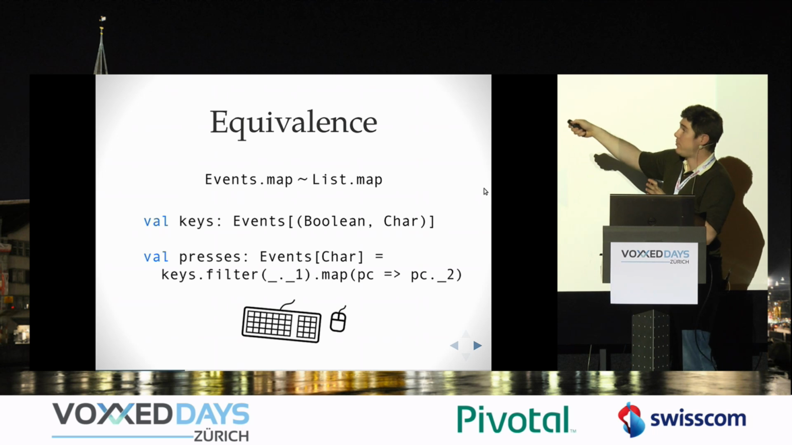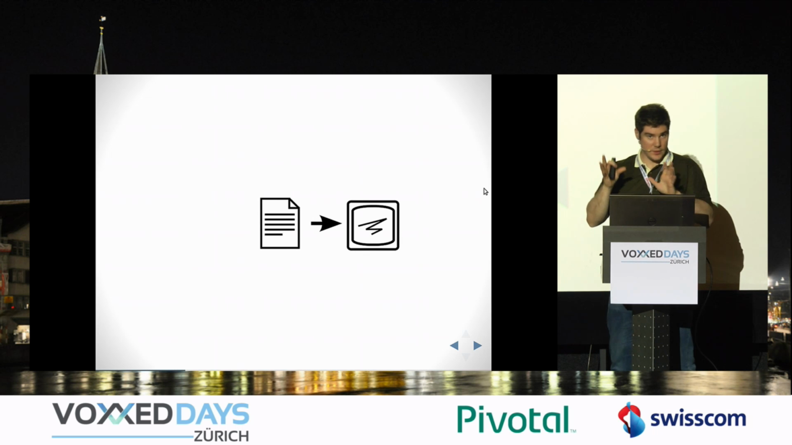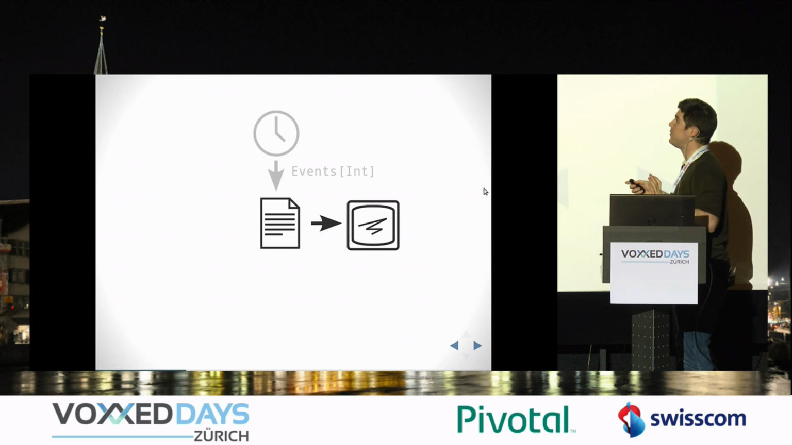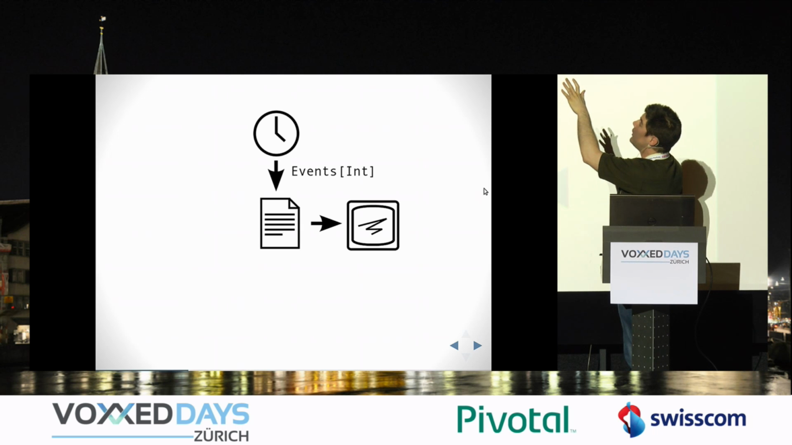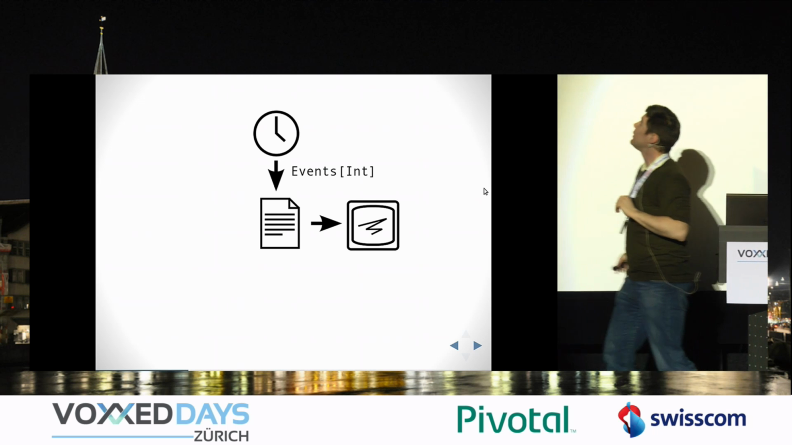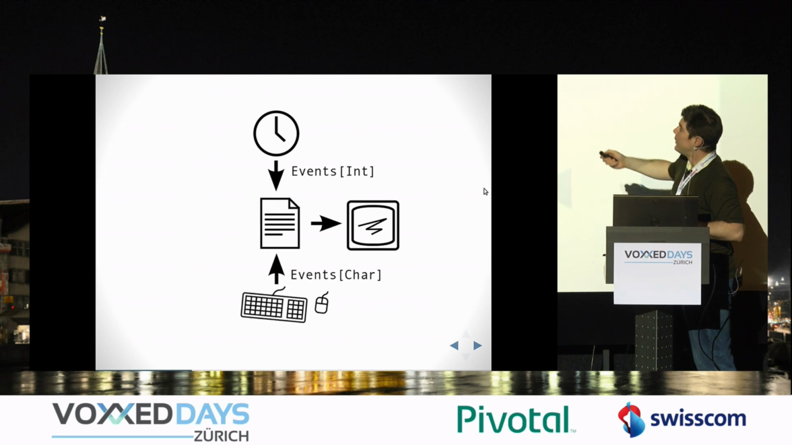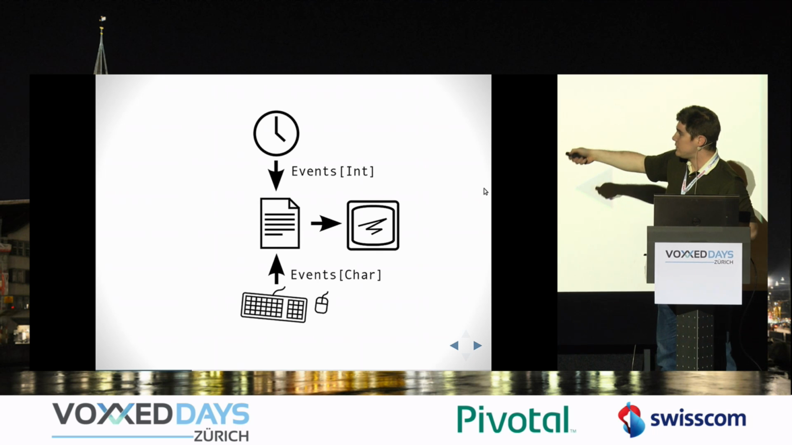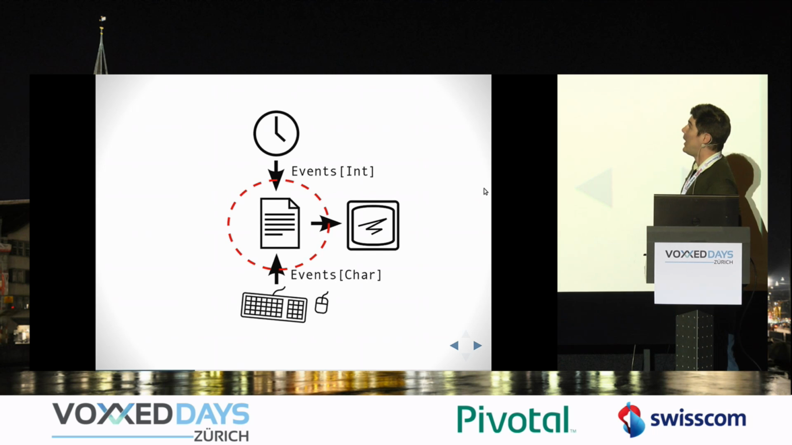So this is how you use map on event streams. You can see these two things, an event stream and a list, are very, very similar. If I take a look at my system now, it's basically composed of several things. We have this document, which is the state of my program. It's in the middle. Then I have this event thing on the top, and another event stream of characters, which corresponds to the keys we have pressed.